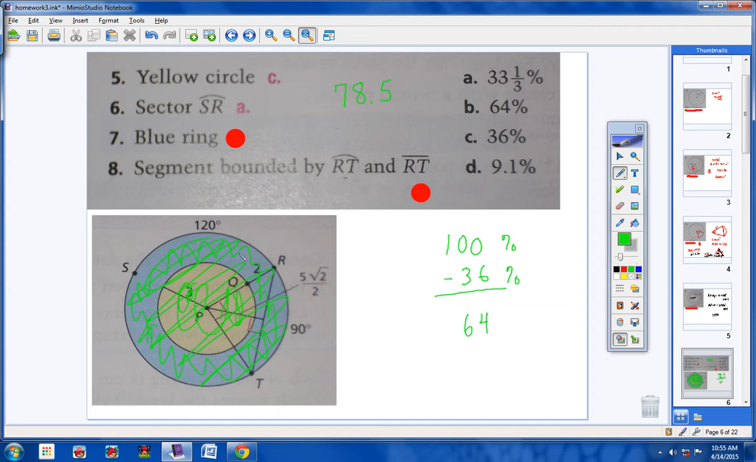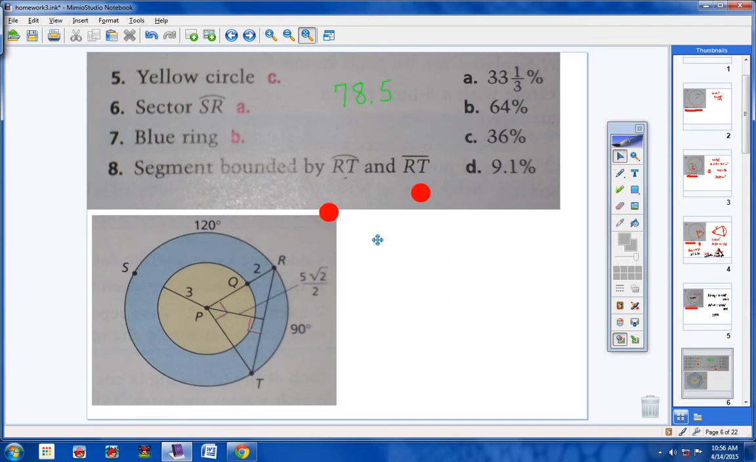Do you see how I did that? The whole circle is 100%, okay? And this inner yellow circle right here is 36%. So take the whole percentage, 100%, minus 36%, and you get 64%. Alright, so there we go, and that would be letter B, 36%, or wow, 64%.